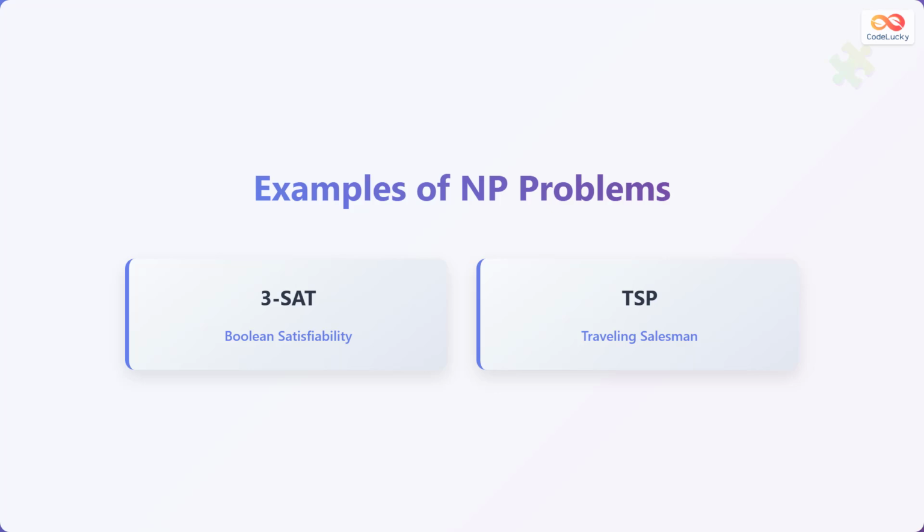Examples of NP problems include the 3 SAT problem, which deals with the satisfiability of Boolean formulas, and the traveling salesman problem, or TSP, which seeks the shortest possible route that visits each city exactly once and returns to the starting city. While finding the optimal solution to these problems can be computationally intensive, verifying a proposed solution is relatively quick.